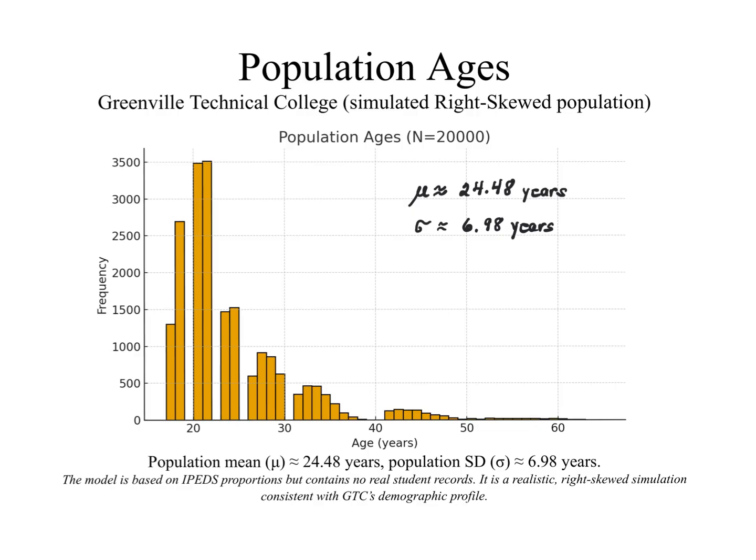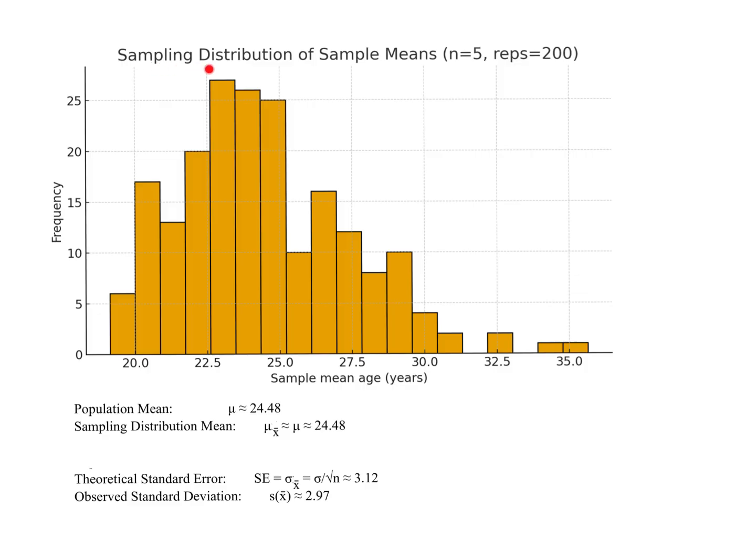So let's look at different sampling distributions of sample means from this population using different sample sizes. Here we have a sampling distribution of sample means, where we took 200 samples, and each sample of size 5. So we took 5 data points from the original population randomly and we found their mean. And that was our first mean.